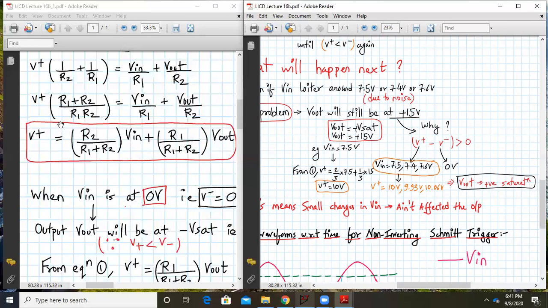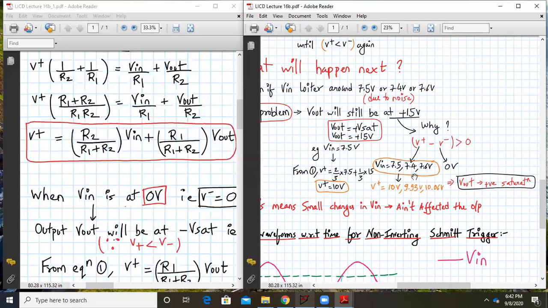From equation number 1, this will be 2 by 3 into 7.5. V in is 7.5, remember? And V out is plus 15. Earlier we were used to writing it as minus 5 because it was 1 by 3 into minus 15. Right now it is at plus 15. So when V in is equal to 7.5, my V plus is at 10 volts.